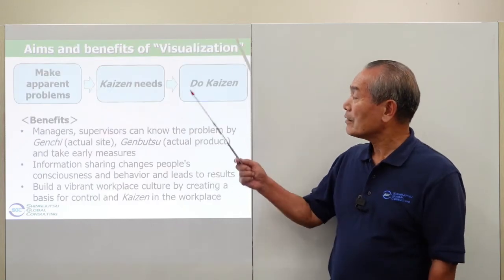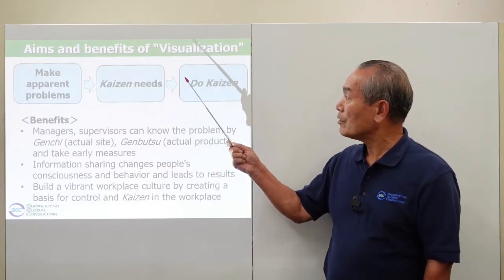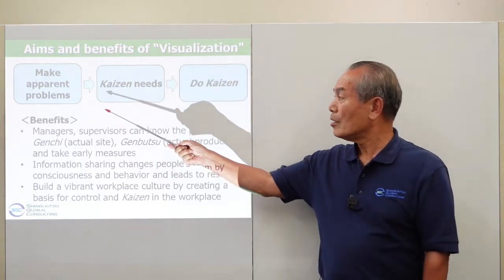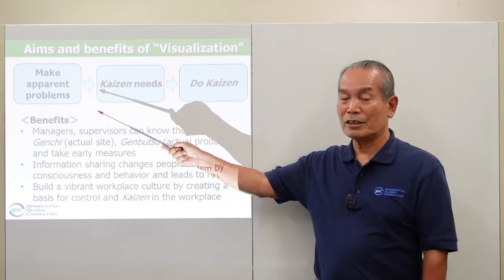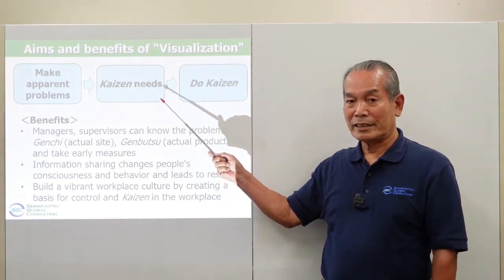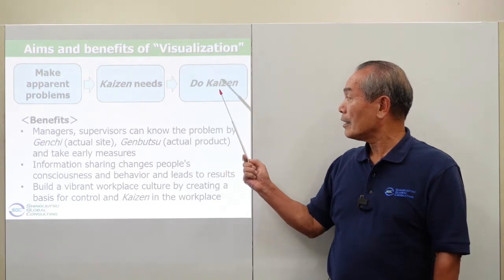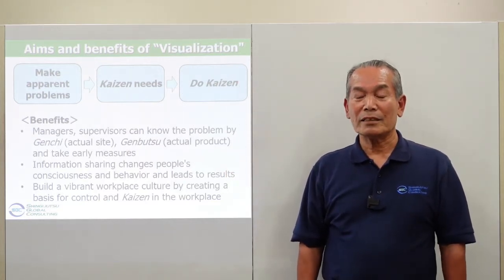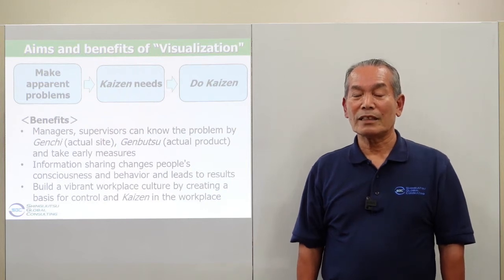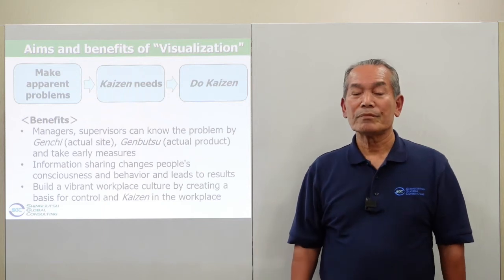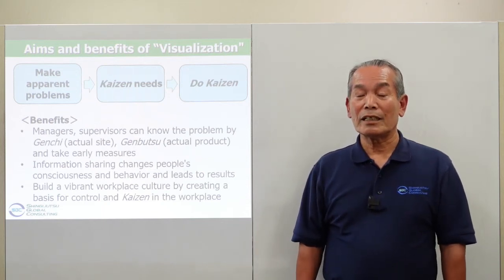I'll talk about the aim and benefit of visualization. Visualization is to alert people to notice the problem. Then the needs will be clear, and you can take Kaizen actions for improvements. If you don't see the problem, you do not know what to improve. So visualization is an important first step to doing Kaizen activities.